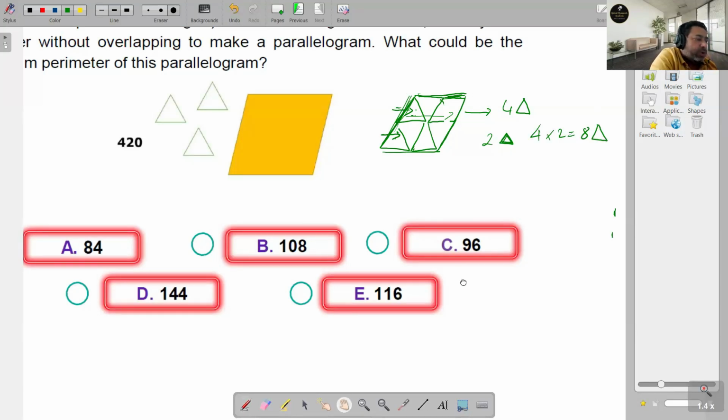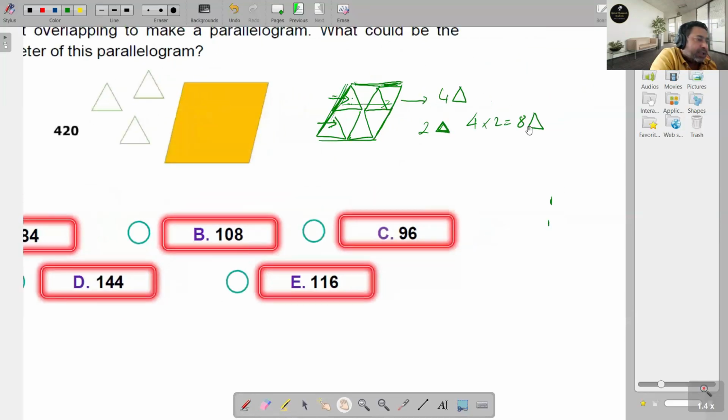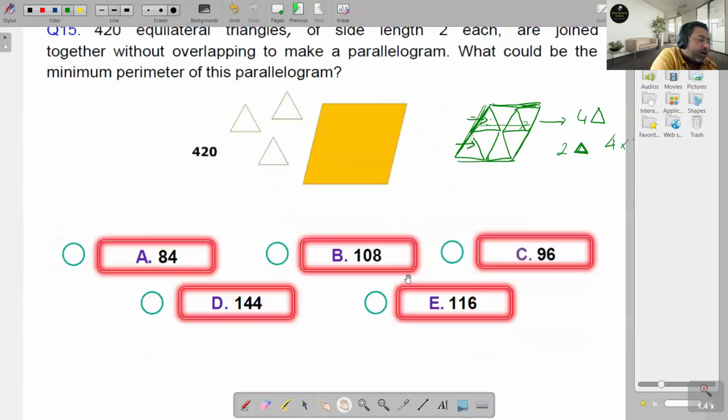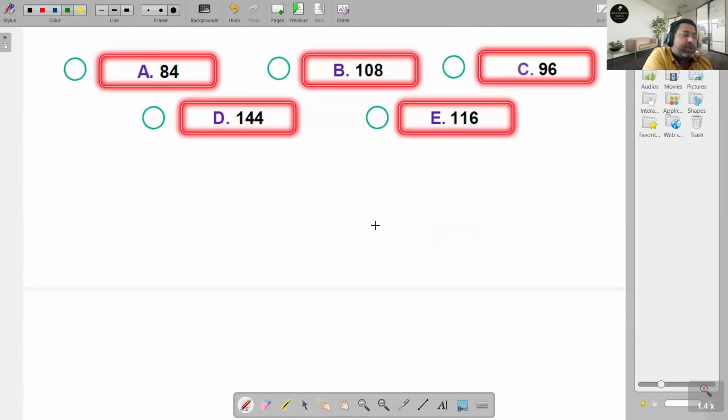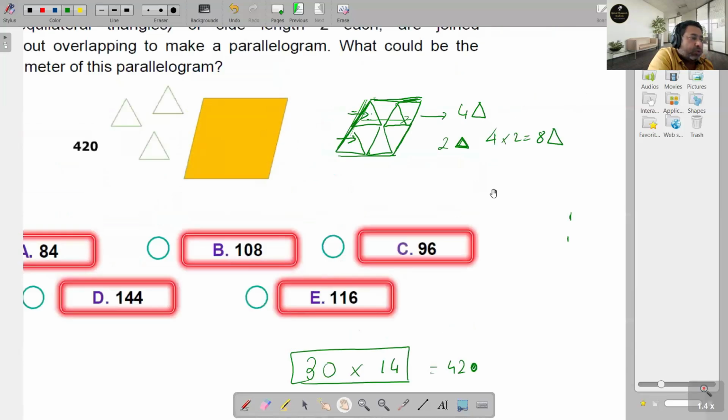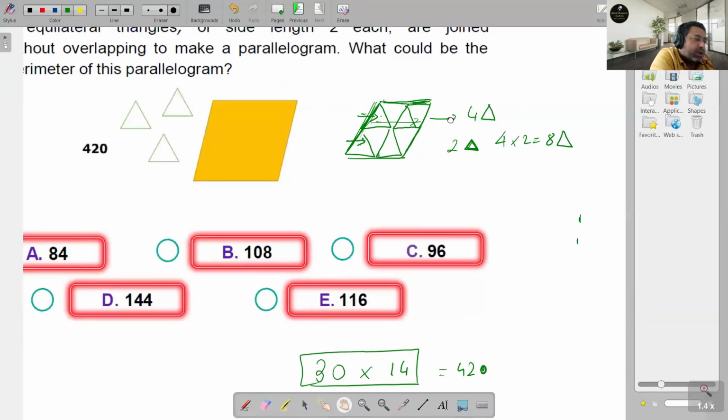All right. So the area therefore will be equal to the area of 8 triangles. Here we see overall there are 420 triangles. We need to split them up in such a way that the count of triangles in the row multiplied by the count of triangles in a column, kind of a slanted column, is equal to 420. If you look at factors of 420 which are close to each other, you will see 30 times 14 will give you 420.